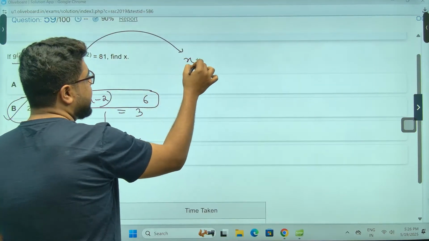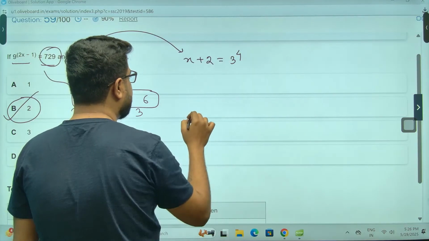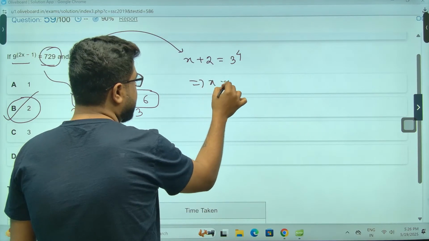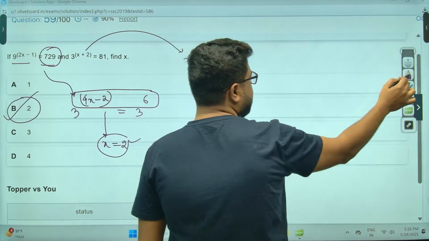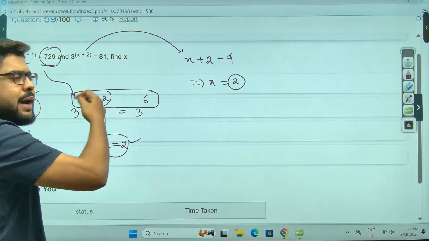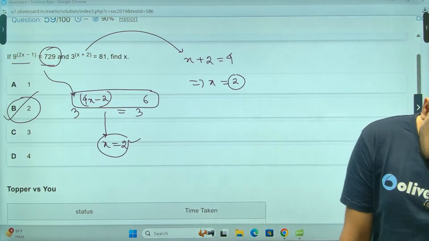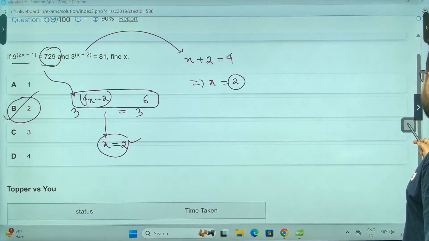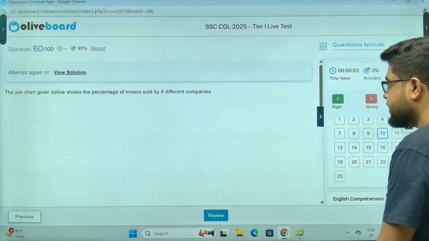You can check. X plus 2, 81 means 3 to the power 4, sir. X value will again be 2, sir. So 3 to the power 4, I had written mistakenly. It will be 4. Okay. So you can check either one of them and just get the answer. Yes, just one equation is more than enough actually, Reena. Very, very good.